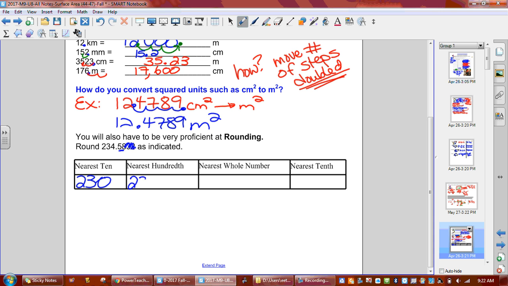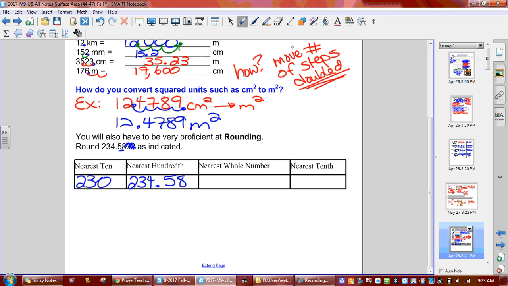Nearest whole number. So we're going to look at the number to the left of the decimal, and then we're going to look at the number directly right after the decimal. What does this 5 tell the 4 to do? Yeah, it tells them to add 1. So we're going to get 235. Okay?